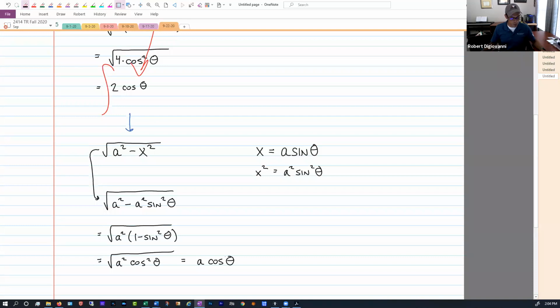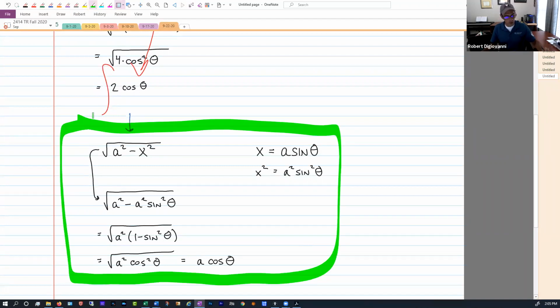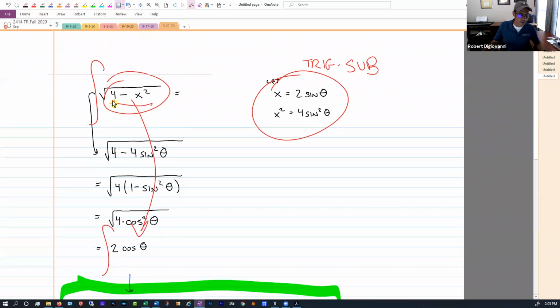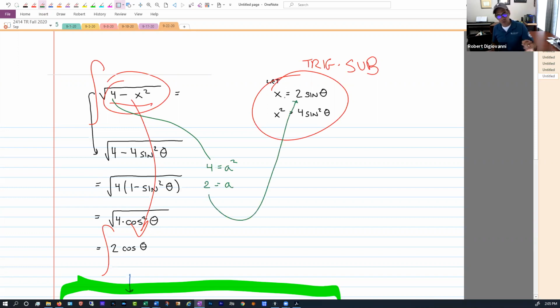So in the previous thing that we looked at up here, I'll scroll up in a second, let me put this in a green box here. In the previous little part, we had 4 minus x squared. We have to realize there that the 4 is actually 2 squared. So the 4 was equal to a squared, which means that a was actually 2, which is why I put a 2 there.